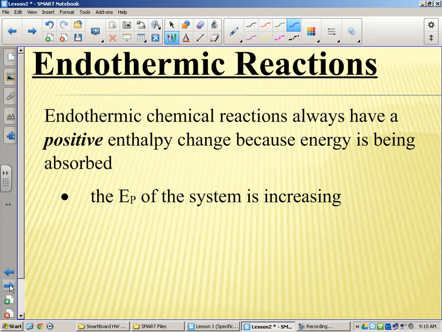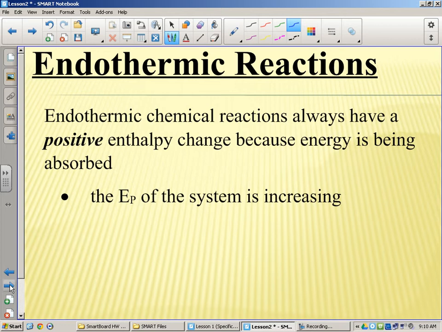In an endothermic reaction, endothermic chemical reactions always have a positive enthalpy change. Make sure you know that. So they're always positive. When we think back to yesterday's questions, when we talked about which ones were positive, they're the ones that we had to put energy into.